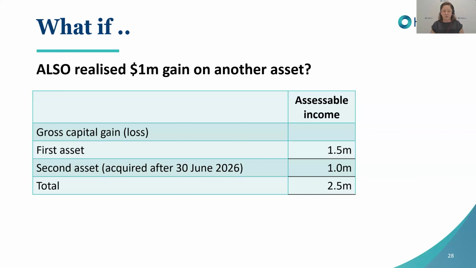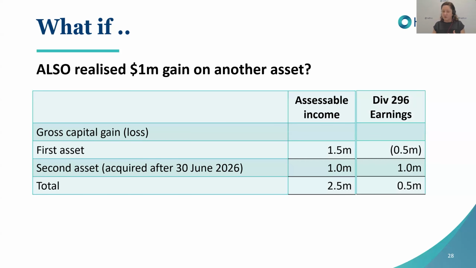What if though the fund also sold another asset in that same year and made a $1 million gain in respect of that asset? Would that change things? Yes, it would. So from the point of view of the fund's actual tax calculation, the first asset we made a $1.5 million gain. Second asset, we make a $1 million gain on that one. So we've got $2.5 million worth of gains in the fund's tax calculation.